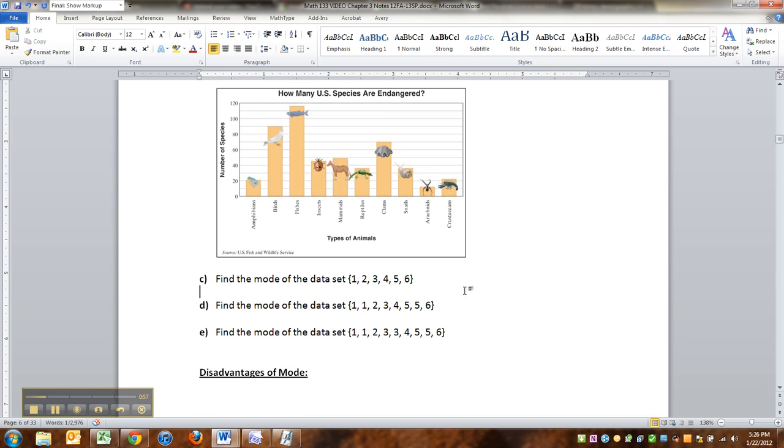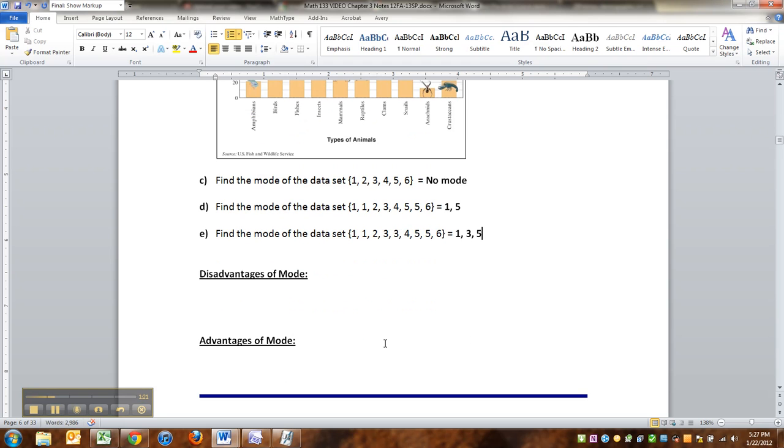So what about this data set? There is no mode for this data set because none of the numbers occurs more often than any other. The mode for this data set would be 1 and 5. There's actually 2 modes for this data set because 1 and 5 occur more than anything else. This one would be 1, 3, and 5. And you're seeing some of the problems with mode, right? There are a lot of problems with mode.